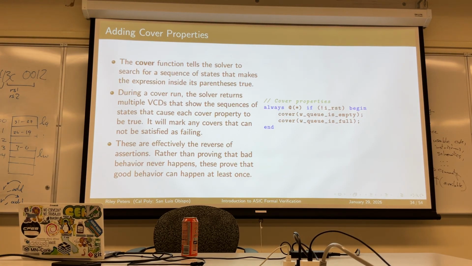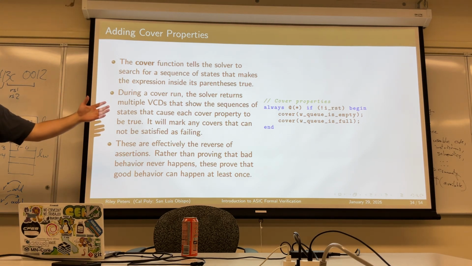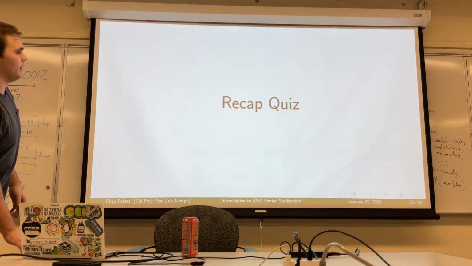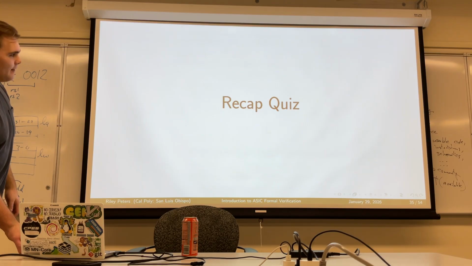Cover properties are essentially the exact opposite of assertions. With assertions, the goal of the SAT solver when it's doing a model check is to find a way to make your assertions false and then show you how it did that. The point of a cover check is that the SAT solver tries to find a way to make the cover statement true, and then it returns a waveform that shows you how. So it's a way of making sure that some behavior happens, and it gives you a way to see how that behavior happens.